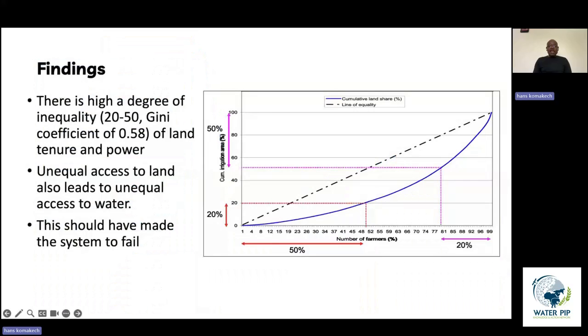So what came out of this is that from the plots, we could see that there is a very high degree of inequality. In other words, 50% of the farmers own 20% of the land, and the other 20% of the farmers own around 50% of the land. But this is in a system which has been there for over the years, at least more than 50 years. So in one reading of this, one would see that there is unequal access to land, which automatically would also lead to unequal access to water.